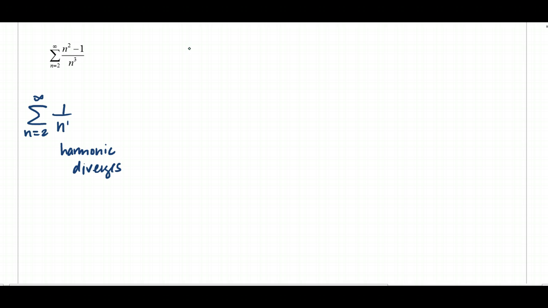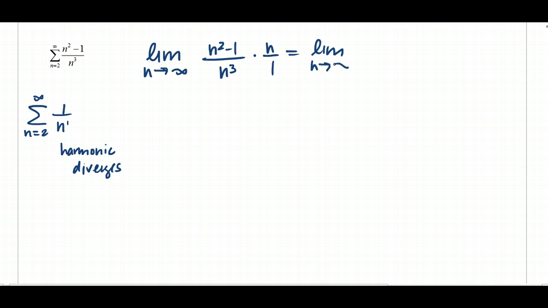So now we're going to go ahead and set up our limit. So the limit as n approaches infinity of n squared minus 1 over n cubed. So it would technically be over 1 over n, but that's times n over 1. So I'm skipping that step and just jumping to multiplying by the reciprocal. So now this is the limit as n approaches infinity. Well, this is multiplication across the numerator, so that's n cubed minus n over n cubed.